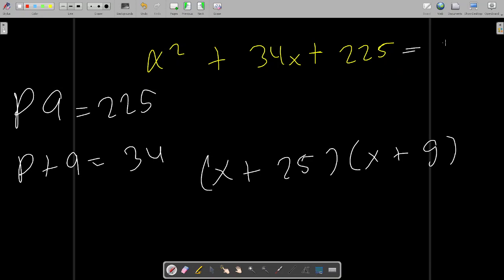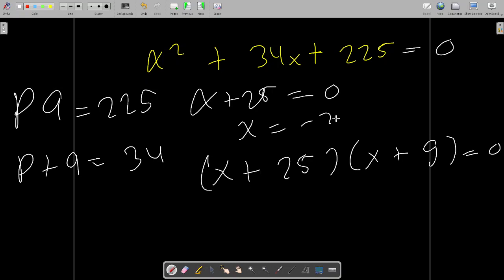Let's look for the roots. First bracket, x plus 25 is equal to 0. Let's subtract 25 from both sides to get x, leaving us with x equals negative 25. And the second bracket, x plus 9 equal to 0. Subtract 9 from both sides, leaving us with x equals negative 9. So first x is negative 25, second x is negative 9.